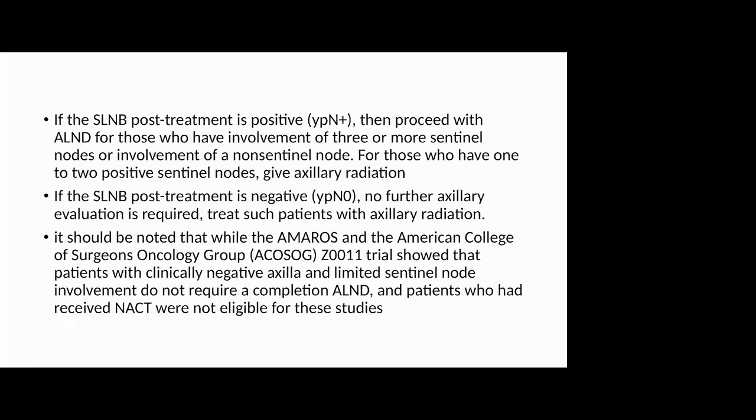The other way to bring down the false negative rate is to increase the number of nodes that you remove during a sentinel node biopsy. If you remove one, the false negative rates might be around 18%, but if you remove two, it comes down to 12. If you remove three, it comes down to about 6%. So these are the ways by which you reduce the false negative rate.